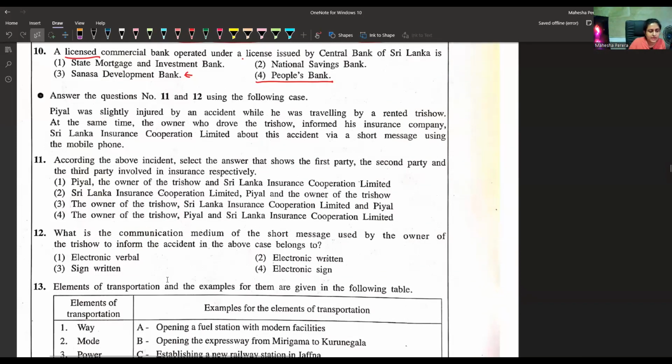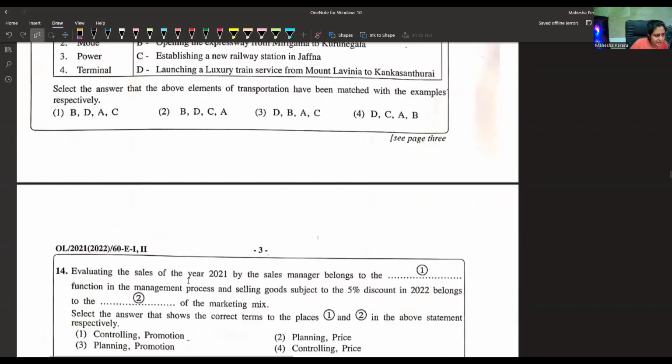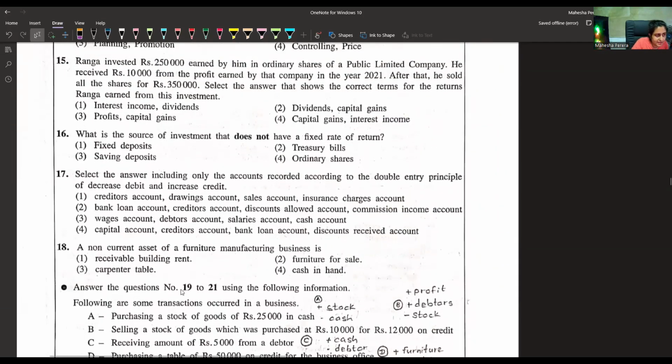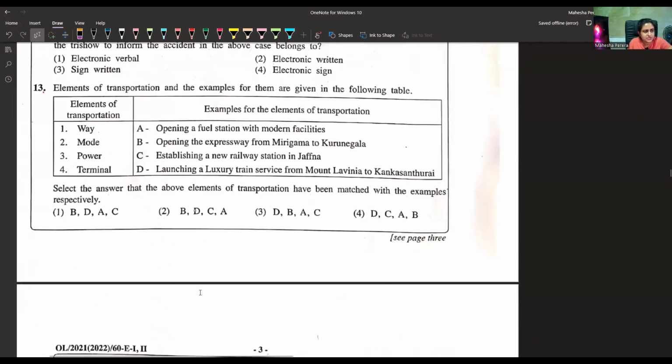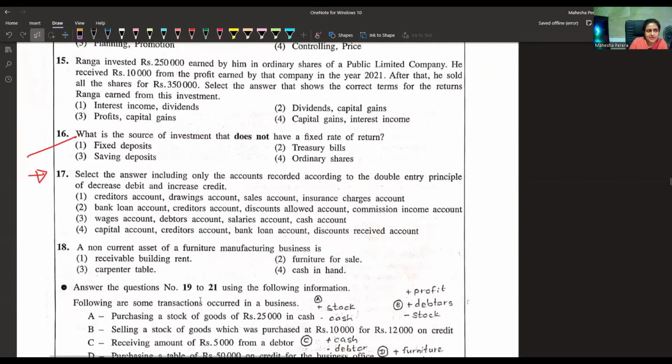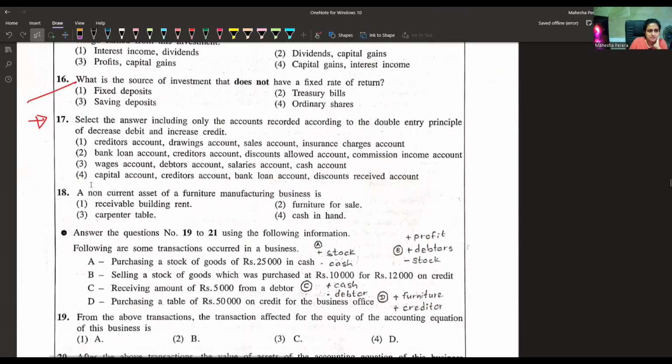Next we have grade 10 questions, but I'll explain 11, 12 and 13, even 14, 15, 16 later. I'll straight away go for the 17th one, because, son, these questions are from grade 11. Everyone go to your 17th question.